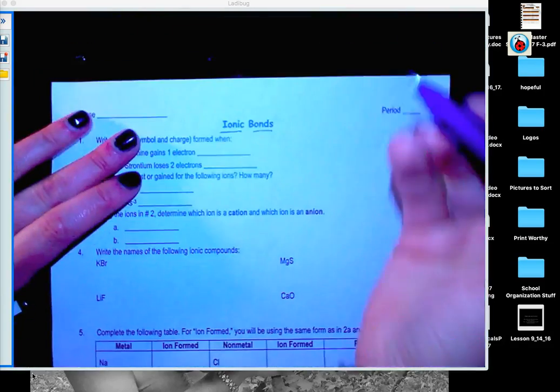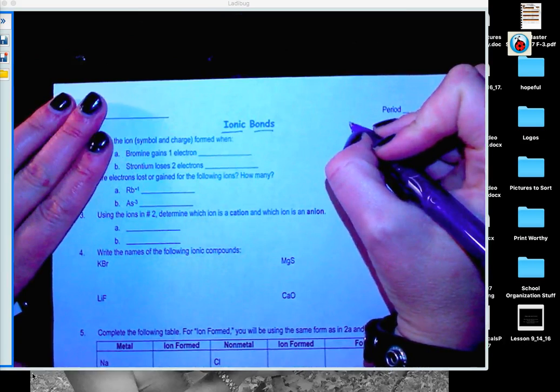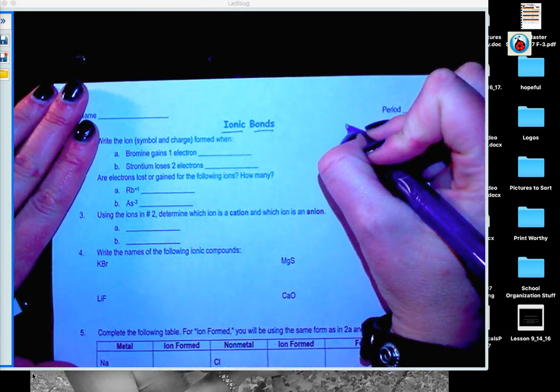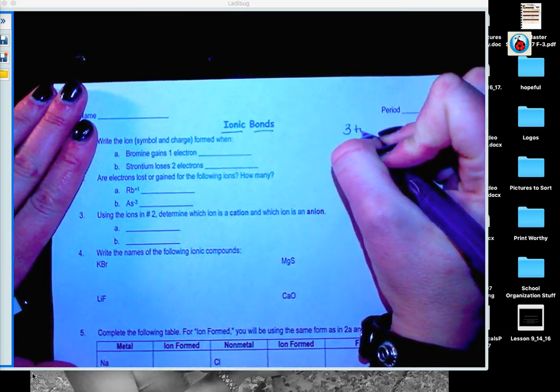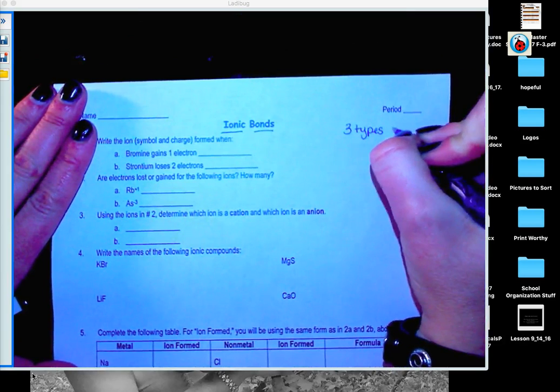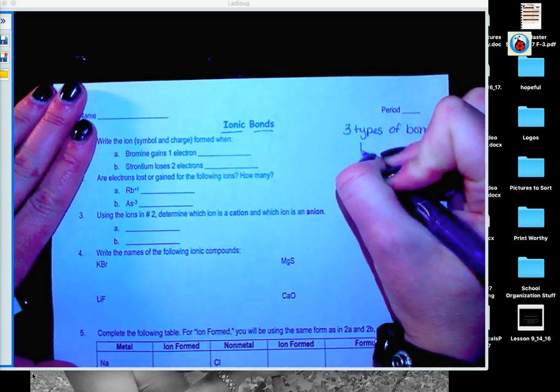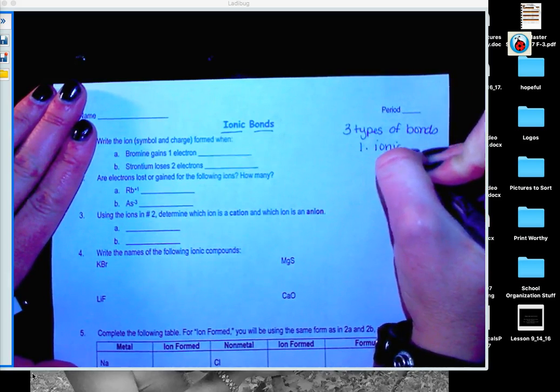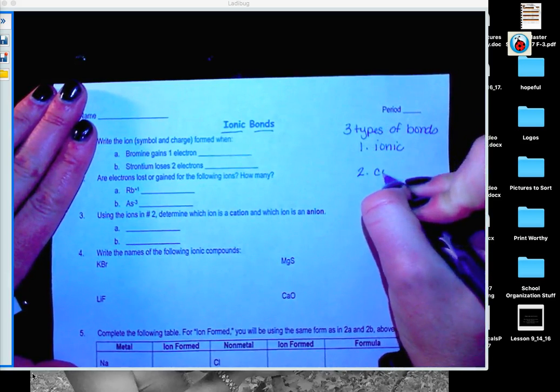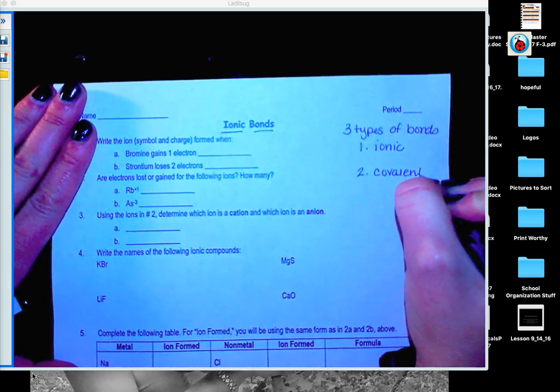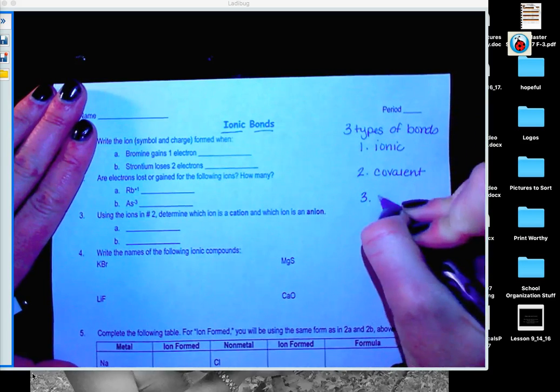Just to recap briefly, a couple of days ago, I talked to you guys about the different types of bonds, and there are really only three types. If I'm writing, you're writing: three types of bonds. There's ionic, there's covalent, co meaning to share, and there are metallic.